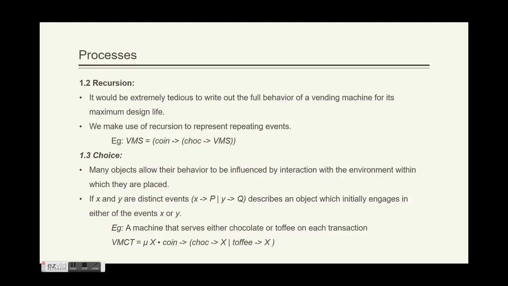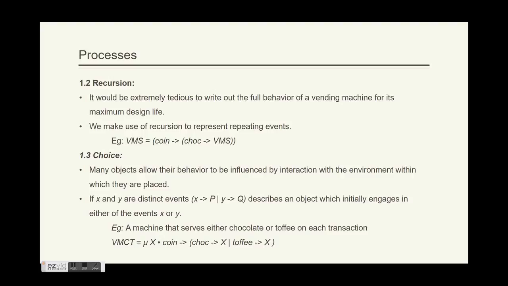So we have an event x which is related to the process P, and we have an event y which is related to process Q. So these two are separate events, and either one of the events will be executed from either P or Q process. So we have a choice between two events or between two processes.